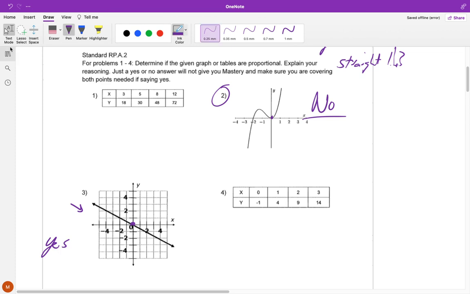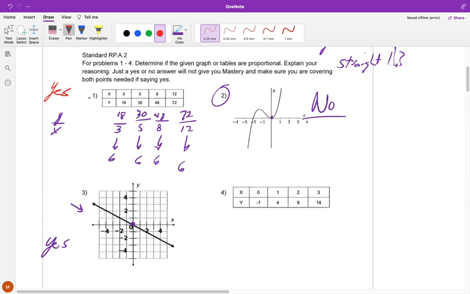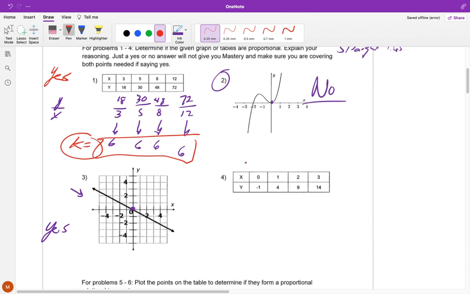That's all we need. When it's a table, we look to see, does it grow at the same rate? So we're looking to see, is y over x the same? So 18 over 3 is equal to 6. 30 over 5 is equal to 6. 48 over 8 is equal to 6. And 72 over 12 is also equal to 6. So since all of our y divided by x values were the same, yes, this is proportional. And you would say because every y over x was equal to 6. And remember, this rate is our constant of proportionality, or our k, that we just discussed as well. If I look at 4, I don't have to do a single thing.